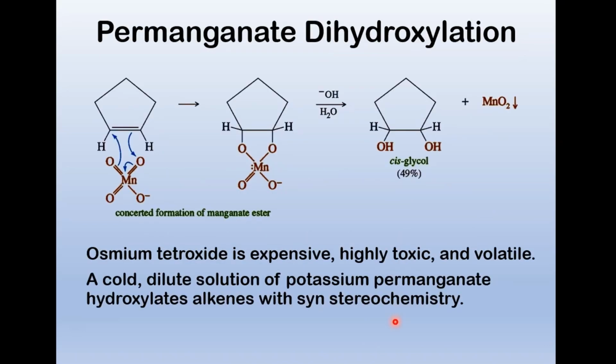So osmium tetroxide is expensive, highly toxic, volatile. That's bad with the toxic thing. It goes in the air and you breathe it. You got to keep it in a hood. This stuff you can do out on the bench top.